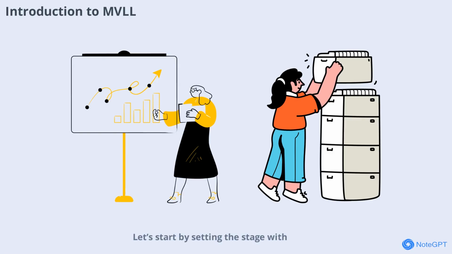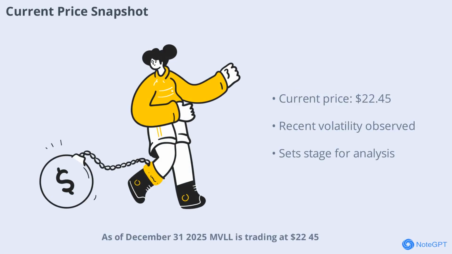Let's start by setting the stage with MVLL's current price and recent trading context. As of December 31, 2025, MVLL is trading at $22.45. This price reflects the culmination of recent market activity and sets the tone for our analysis. The stock has seen a mix of volatility and consolidation over the past few weeks, with notable swings both upward and downward. Understanding where the price stands now is crucial before we dive into the technical indicators that may influence future moves. Let's explore how this current price compares to recent averages and what that might mean for traders.